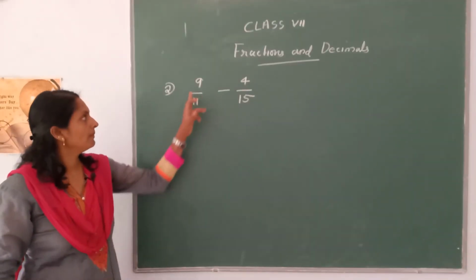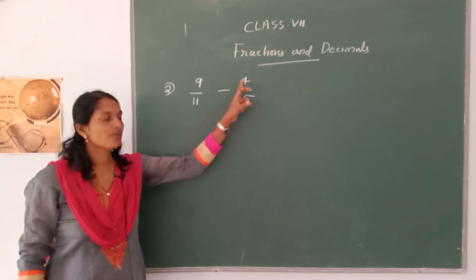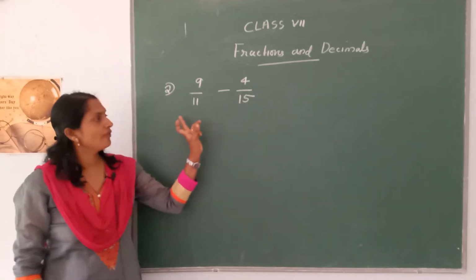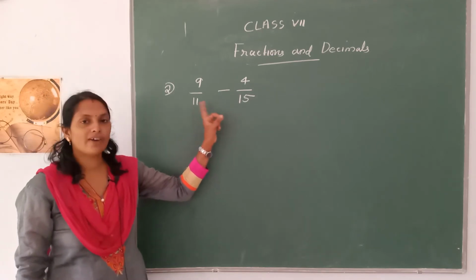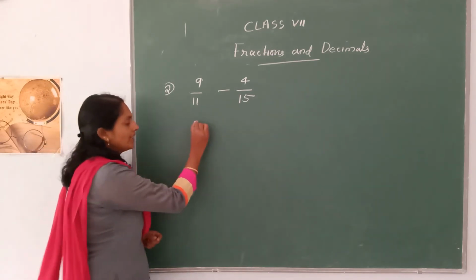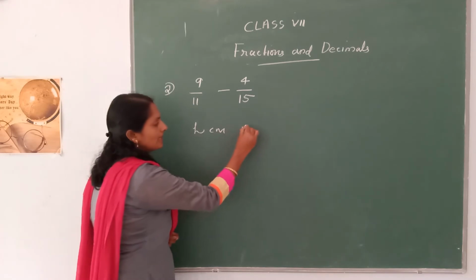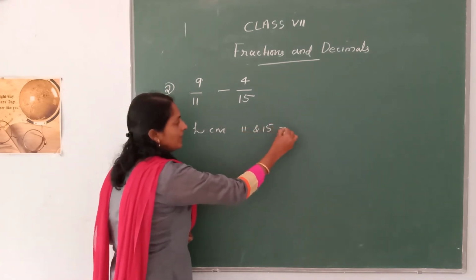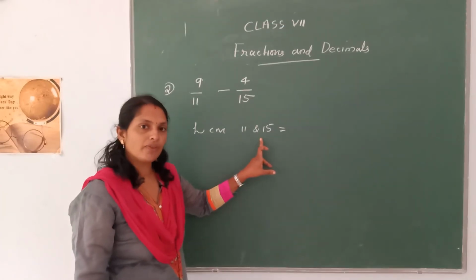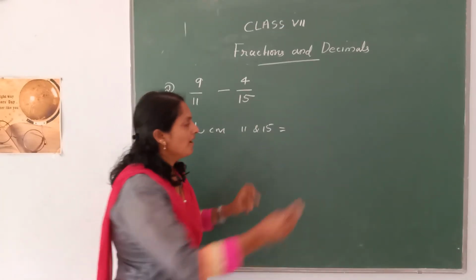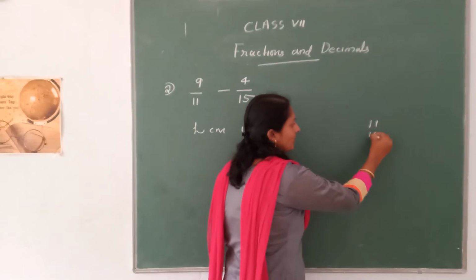Then next problem, 9 by 11 minus 4 by 15. First you find the LCM of the denominators. What are the denominators? 11 and 15. Then find the LCM of the denominators 11 and 15. You know that 11 and 15 have no common factor. Therefore, you multiply 11 and 15. That is 11 into 15.